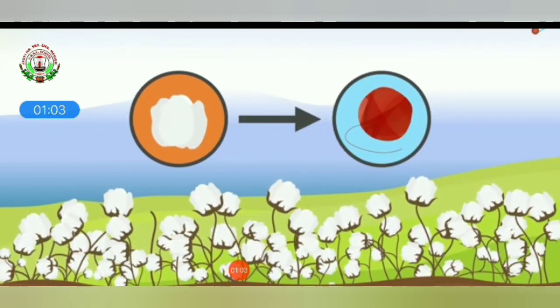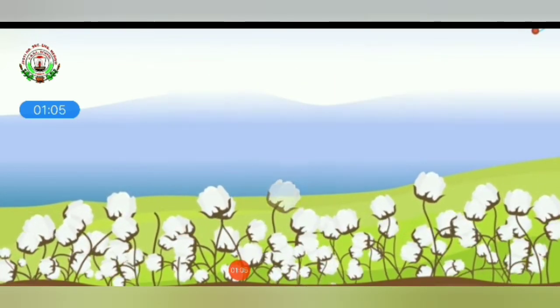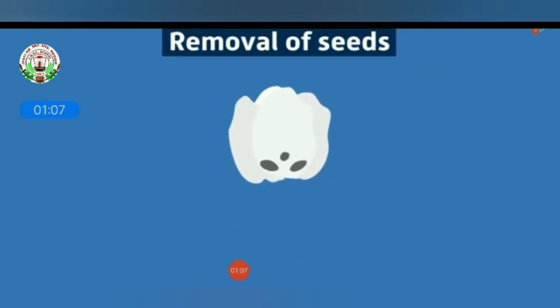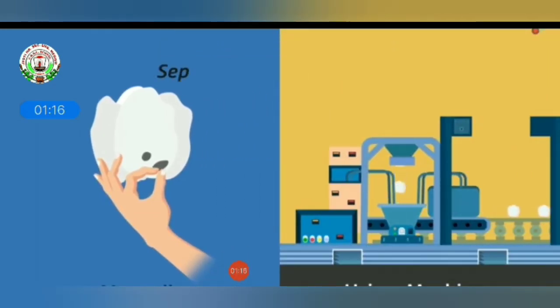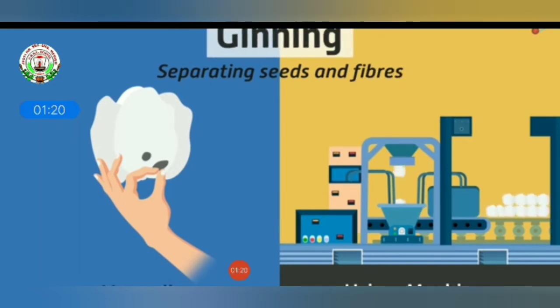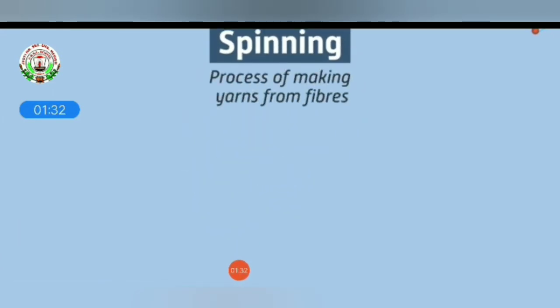But wait, don't you think we need to separate the seeds and the soft, fluffy part first? Well, that can be carried out either manually or, these days, mostly with the use of machines. The process of separating the seeds and the fibers is called ginning. Once ginning is successfully carried out, the fibers are taken for the next step. The next step is spinning. What do we mean by spinning? It's simply the process of making yarn from fibers.